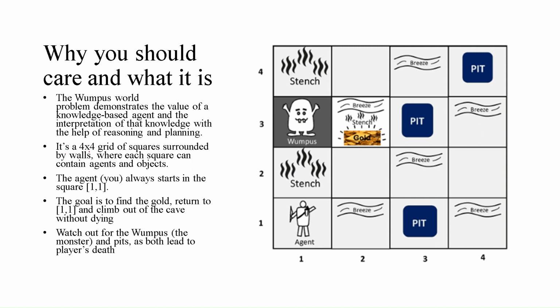And so basically, it's a 4 by 4 grid, as we can see, and each square can contain agents and objects. Agents as in you, the player, and objects as in gold and pits. So the goal is to find the gold and return to 1, comma 1 and climb out of the cave without dying. So we have to watch out for the Wumpus, which is the monster right here at 1, comma 3, along with the pits, both of which can lead to the player's death. So this is the agent, this is the Wumpus, these are the pits.